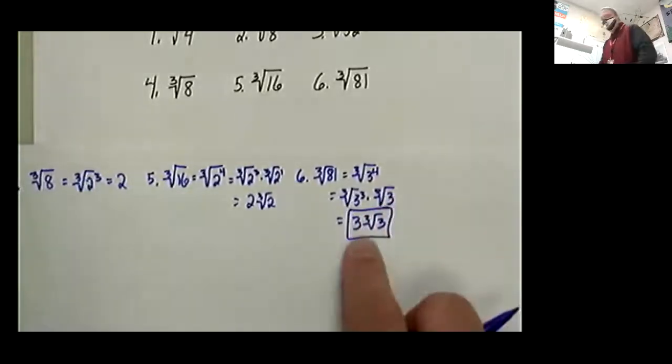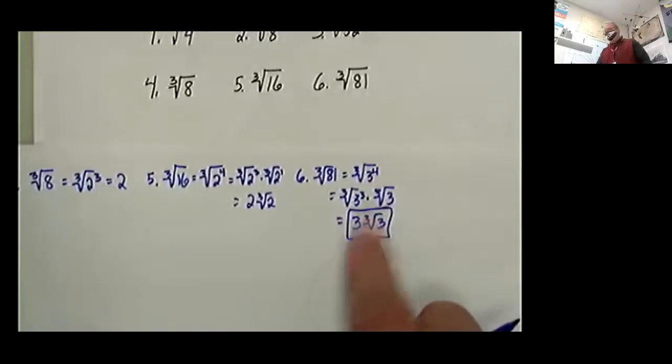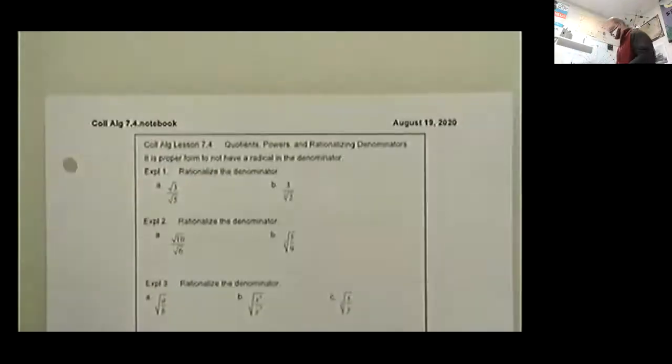Note if it's any other root, 4, 5, 6, we draw the number. If it's a square root, that 2 is optional. So there's a review of how to simplify radicals before we start in on our lesson.